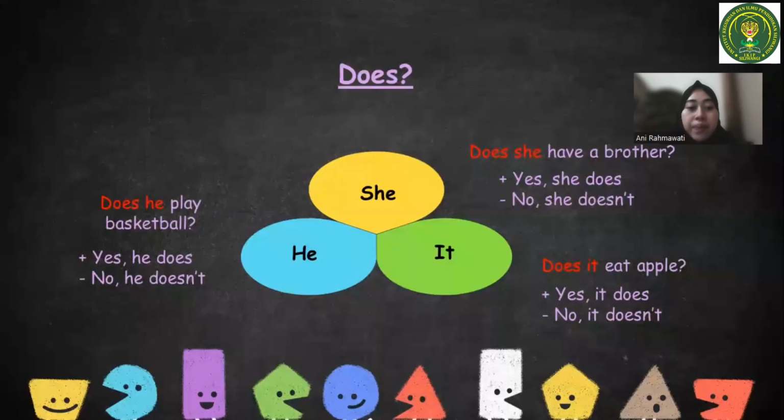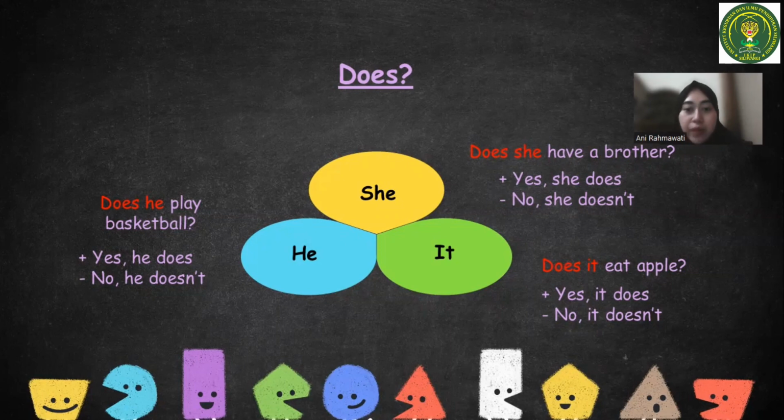For example, does he play basketball? The answer is, if yes, yes, he does. If no, no, he doesn't. And then there is she. Does she have a brother? If yes, yes, she does. If no, no, she doesn't. And then lastly is it. Does it eat apples? If yes, yes, it does. If no, no, it doesn't. It's very easy.